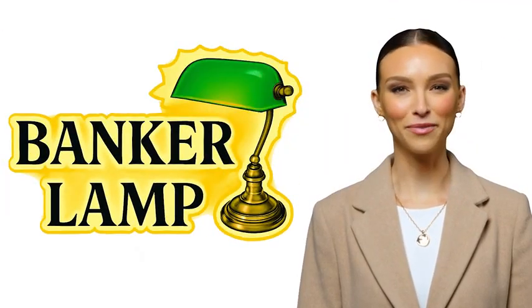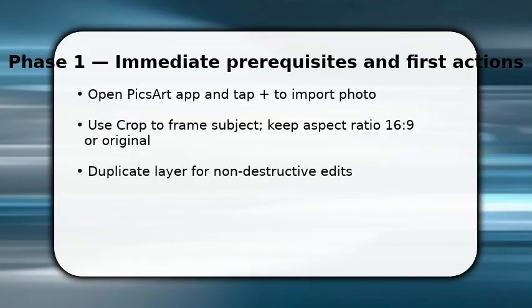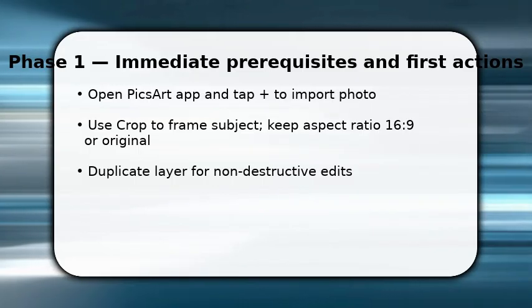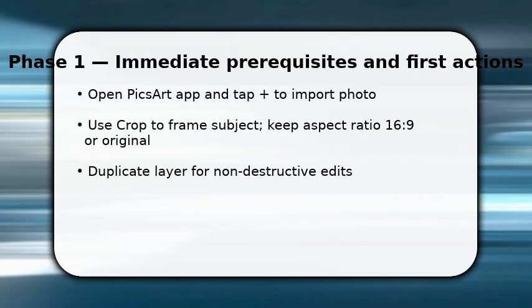Please enjoy the video. You start by opening Picsart and importing the photo you want darker. This preserves time later. First, crop and frame the subject so exposure changes affect the right area, and then duplicate the layer. This keeps an original copy if you need to revert. Once done, make sure the duplicated layer is selected. You will apply edits there.